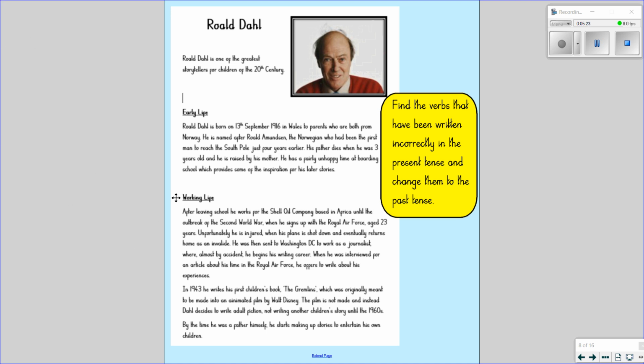Working life. After leaving school, he works for the Shell Oil Company based in Africa until the outbreak of the Second World War, when he signs up with the Royal Air Force aged 23 years. Unfortunately, he's injured when his plane is shot down and eventually returns home as an invalid.